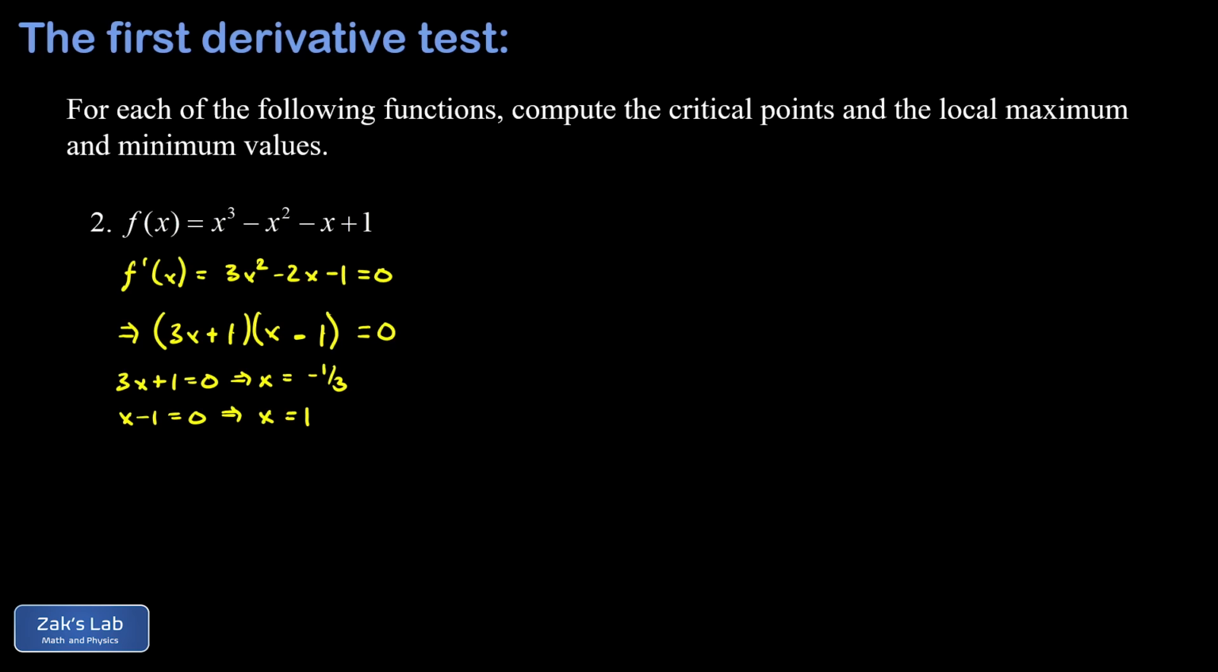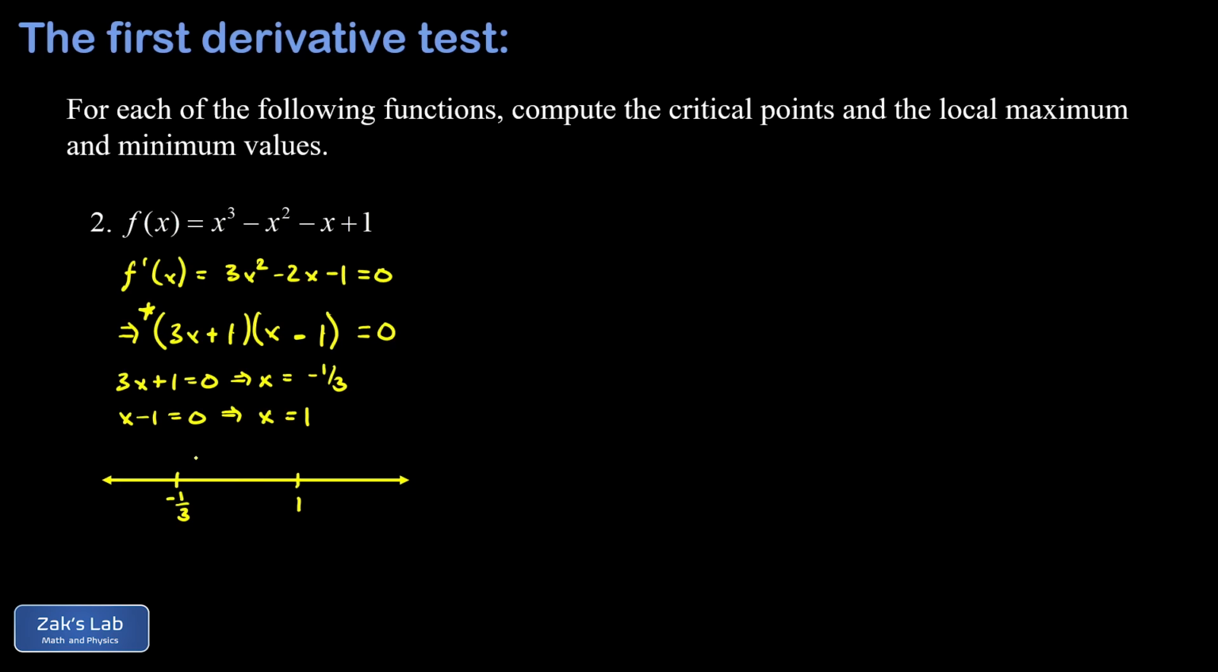Now there's a nice tool we can use for keeping track of everything when I have more than one critical point. And the idea is to just look at a number line here and then mark the critical points on a number line. So I have -1/3 and I have 1. And I'm trying to figure out the sign of the derivative. So this expression right here, 3x plus 1 times x minus 1, is f prime of x. I'm trying to figure out what the sign of that thing is in these three different regions.